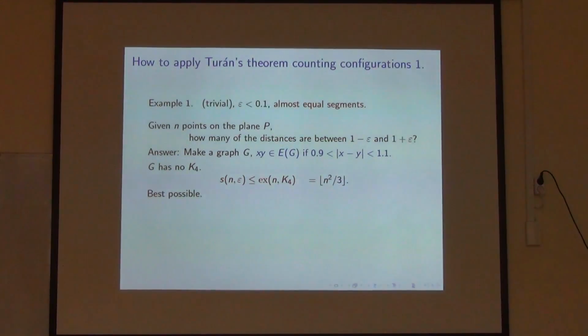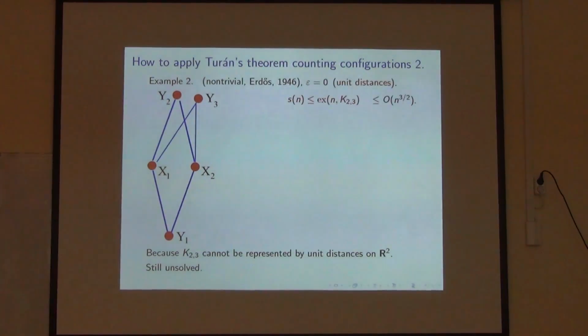So that was an easy application. I want to show you another one, which is also an easy application, but that was one of the first by Paul Erdős, the unit distance problem. S of n is the maximum number of unit distances among n points on the plane. Now, again, we do the same as before. We want an upper bound. So we have n points on the plane. Consider the unit distances among the pairs of points. That defines a graph, the unit distance graph.